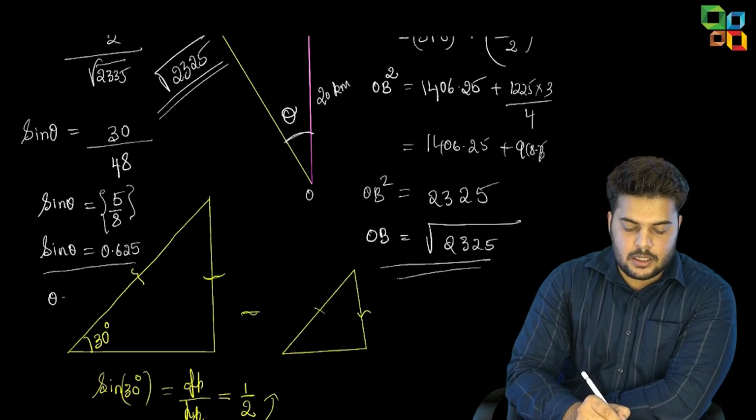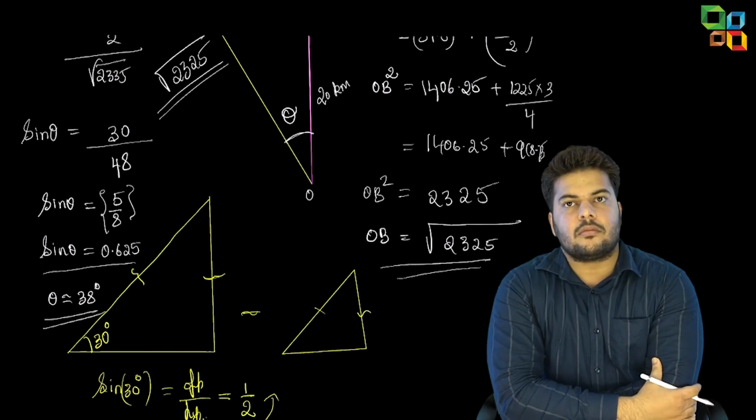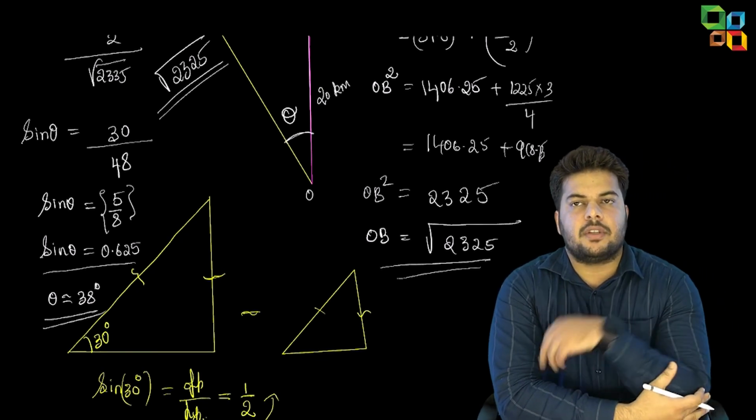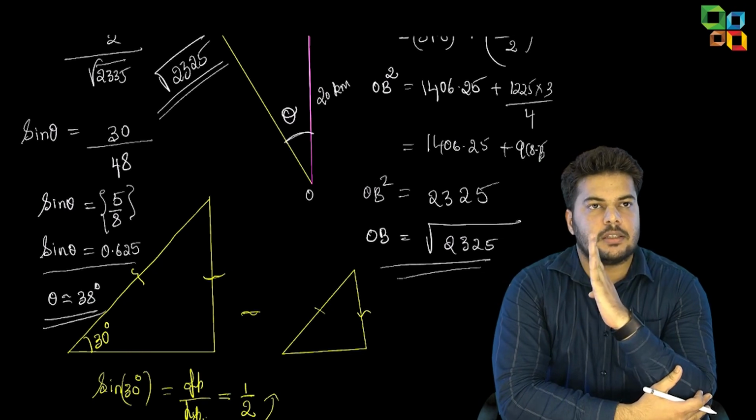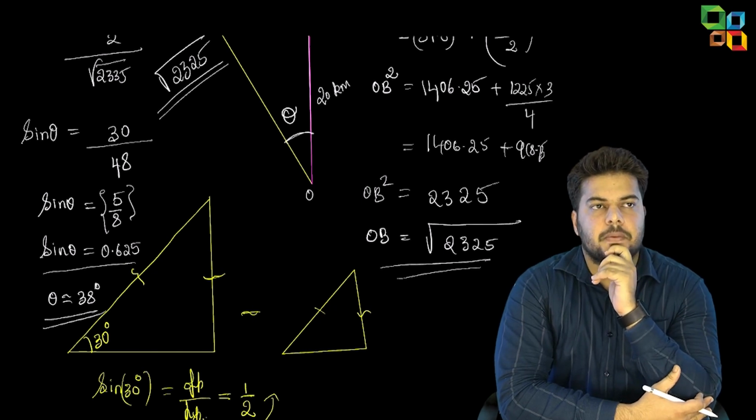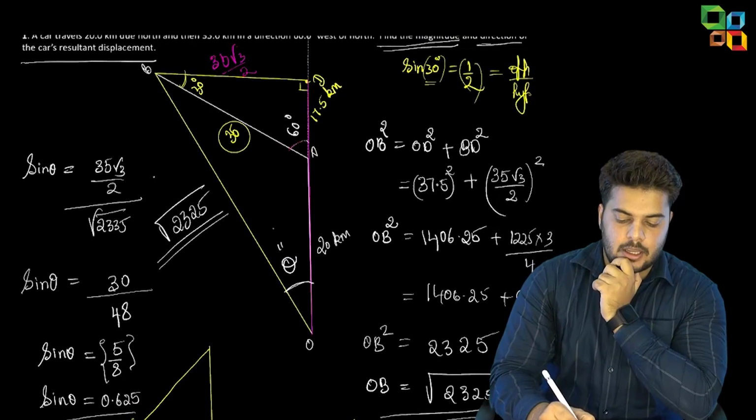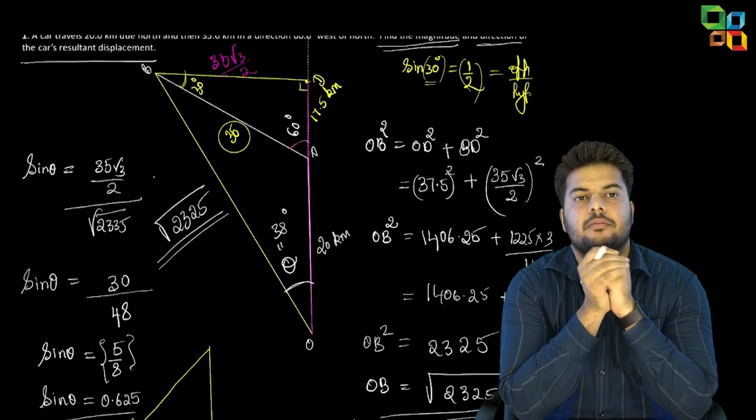You can say that theta is approximately equal to 38 degrees. So the direction of the resultant vector is what? 38 degrees west of north. So theta is equal to 38 degrees west of north.